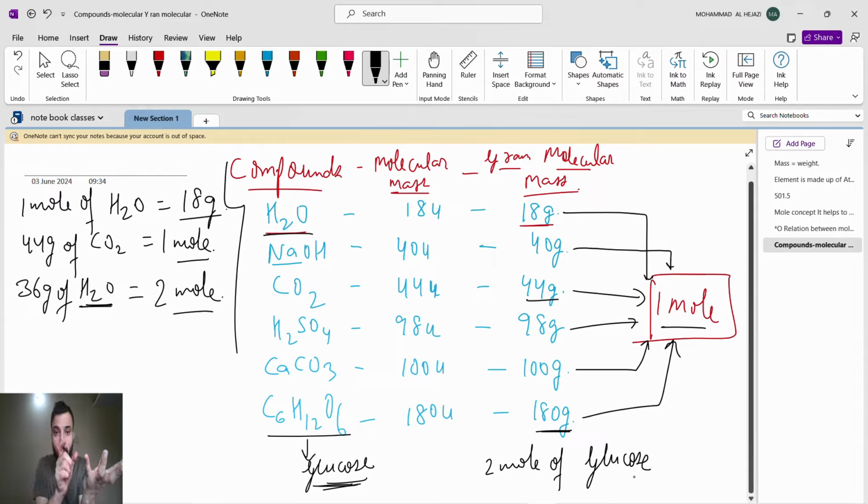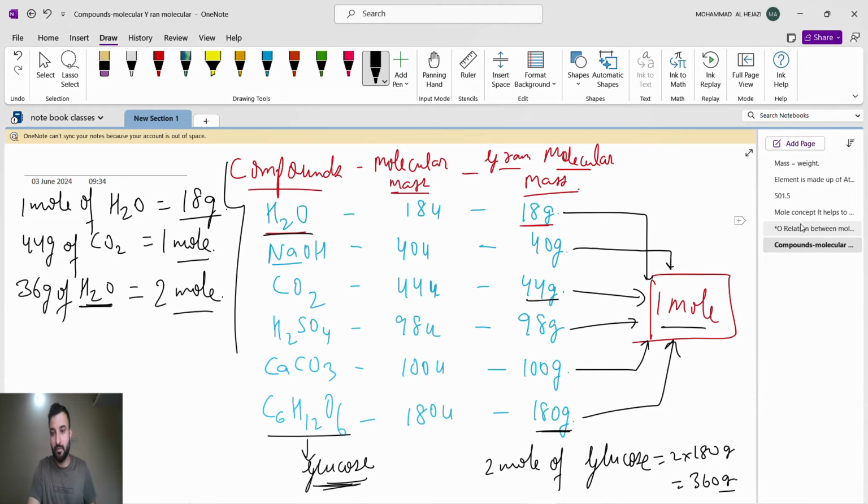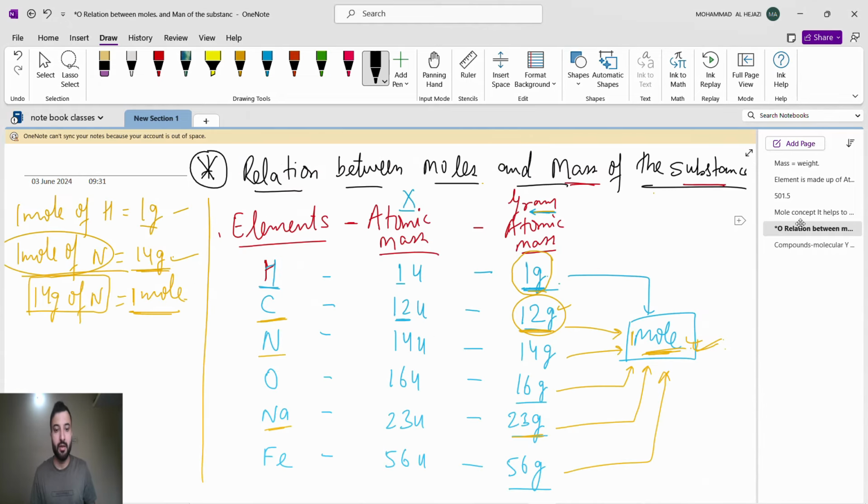First of all, you will find the molecular mass of glucose. Whatever the molecular mass of glucose is, that is for 1 mole. So the molecular mass of glucose is 180 gram, and that is for 1 mole. So we have to find for 2 mole, so 2 into 180 gram. That is 360 gram. Understand?